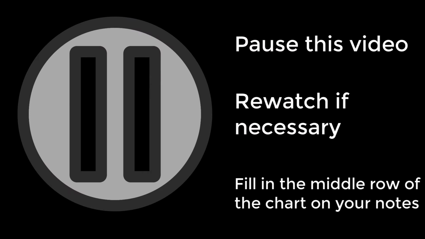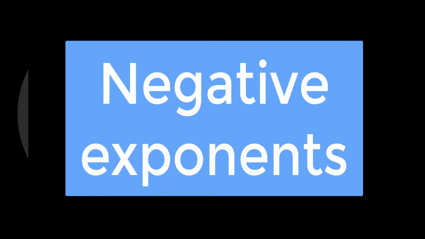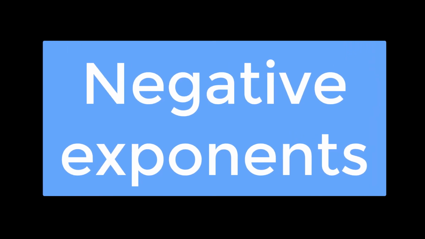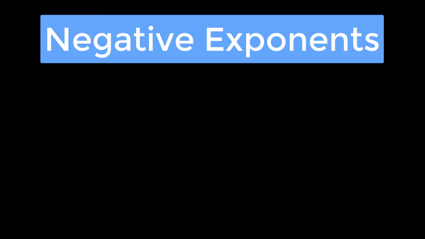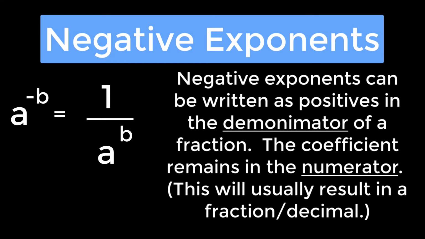Pause this video, rewatch it if necessary, and fill in the middle row of the chart on your notes. Negative exponents. A to the negative b power equals 1 over a to the b power. Negative exponents can be written as positives in the denominator of a fraction. The coefficient remains in the numerator. This will usually result in a fraction or decimal.